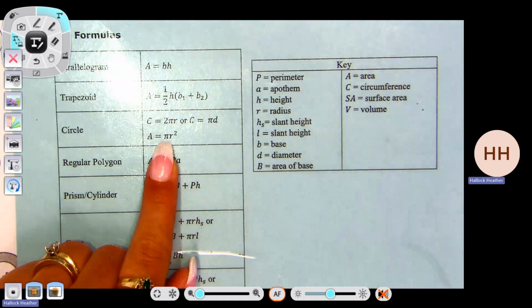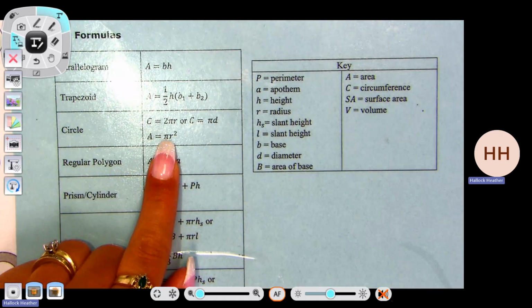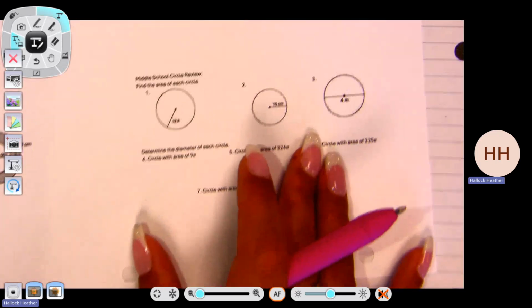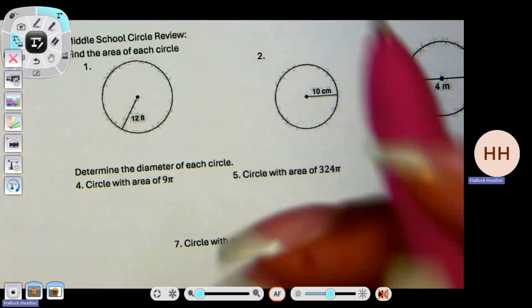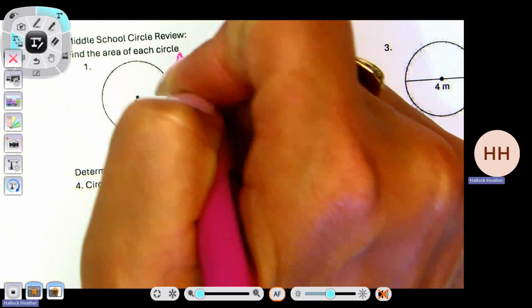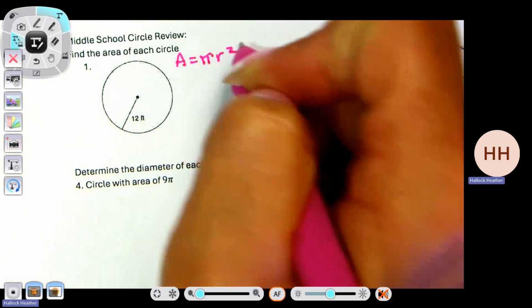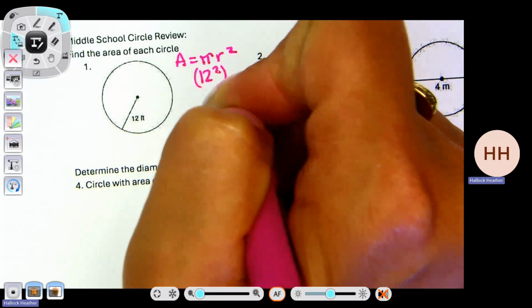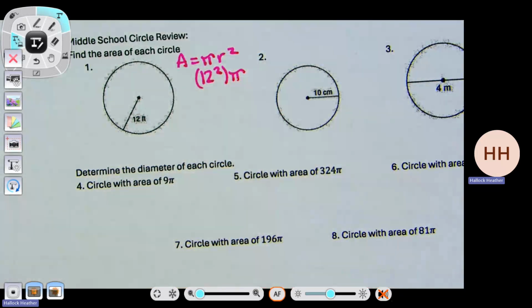So we're using the area formula because it asks to find area. So area is pi r squared. Let's start with area. My radius is 12. So area is pi r squared. I'm doing 12 squared technically first, and then pi. So 12 squared is what?